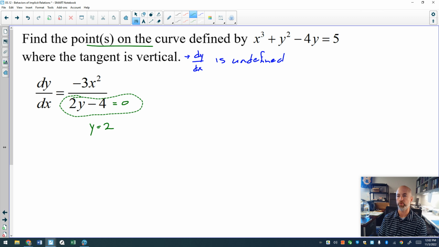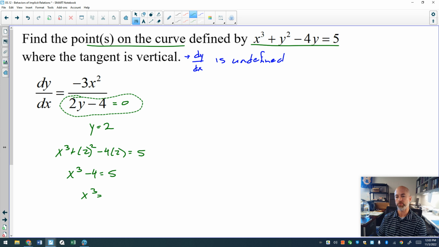Well, again, that's not the point on the curve, so I have to go back to my original equation. If you want points on the curve, you always go back to the original. And I'm going to plug in 2 for my y, so that'll give me x cubed plus 2 squared minus 4 times 2 is equal to 5. X cubed, 2 squared is 4, minus 8 is negative 4, is equal to 5. X cubed is equal to 9. And I need to cube root both sides.